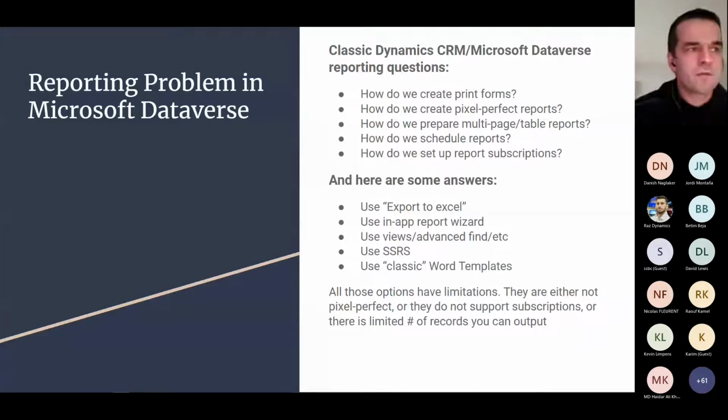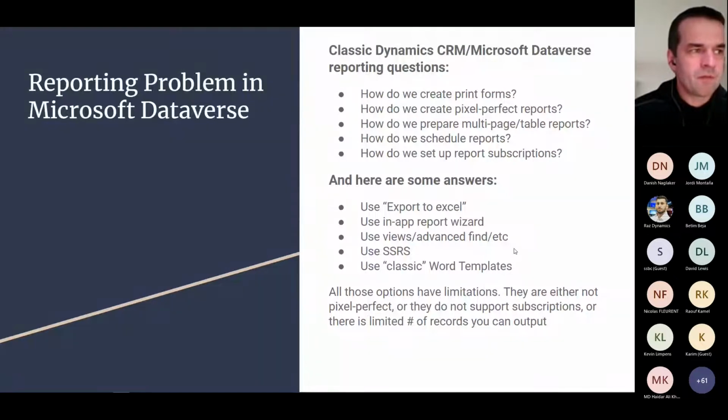So the answer so far, if we don't think about those new options, is that we can export to Excel, or we can use the in-app report wizard, and both of those are very limited in terms of reporting really. Well, actually, maybe I was fast to say that, so let's continue though. We use advanced find and basically function, maybe dashboards in the model-driven app.